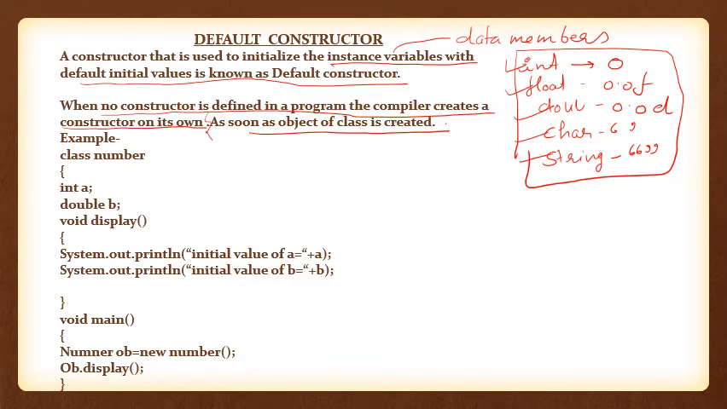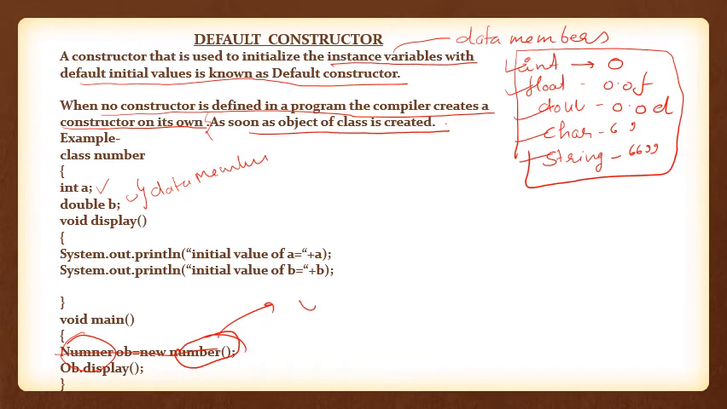So see here the example, the class name is what? Number. The data members are what? A and B are the data members. Here is one function, display, which shows the initial value of A and the initial value of B. So no constructor is defined here. Inside the void main, here is the creation of the object. Here the function name and class name are the same, so it is a constructor.